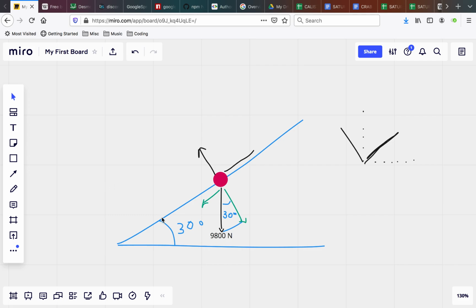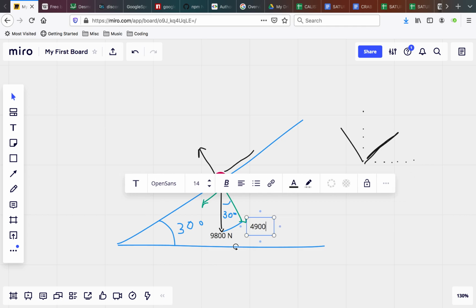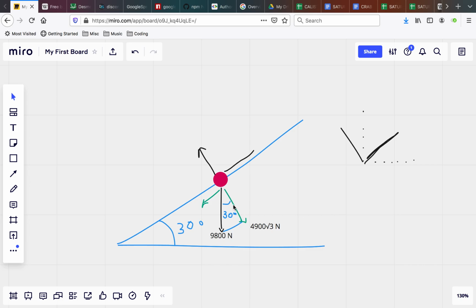Alternatively, the cosine of an angle is equal to adjacent over hypotenuse. Cosine of this is equal to root 3 over 2, so this over this is root 3 over 2, so this has to be 4900 root 3. I'm not going to flesh out the geometry again, because it's nasty stuff. But anyway, this is 4900 root 3 newtons. And then, of course, we know that this one is the opposite, so it has to be 4900 newtons.